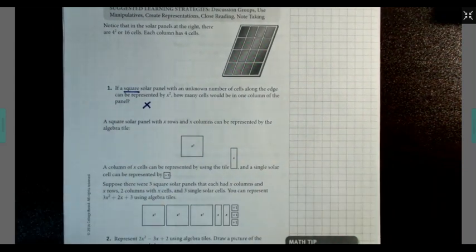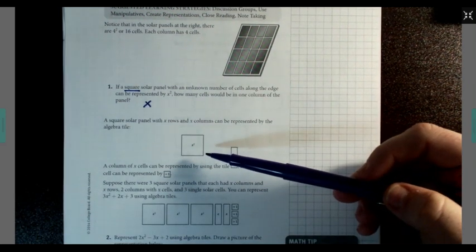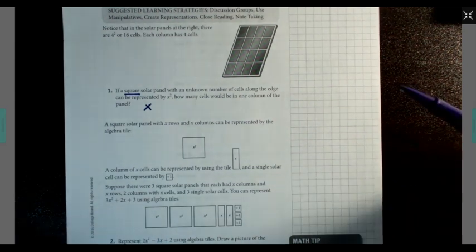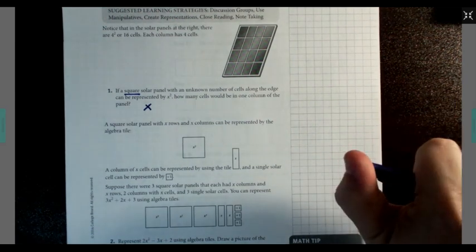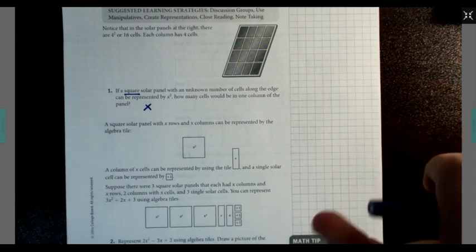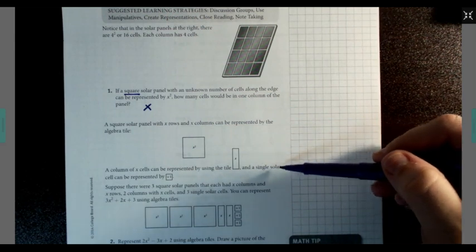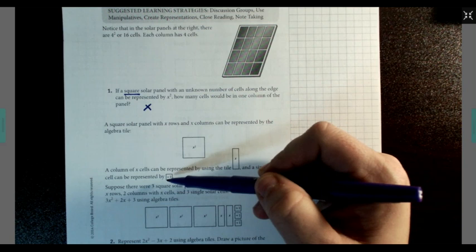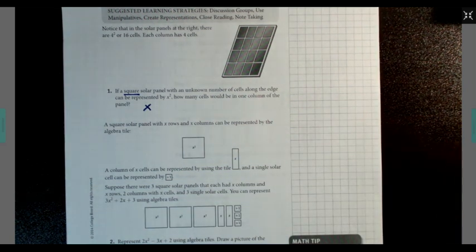Next, a square solar panel with x rows and x columns can be represented by the algebra tile that looks like this. It is a big square and it represents x to the 2. A column of x cells can be represented by using the x tile, and a singular solar cell can be represented by using the +1 box.